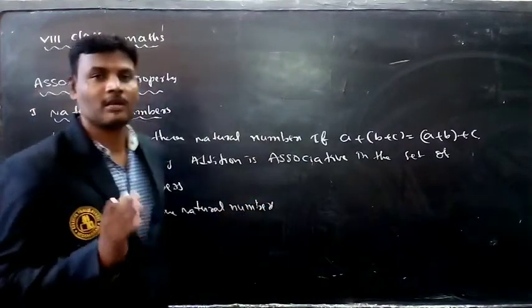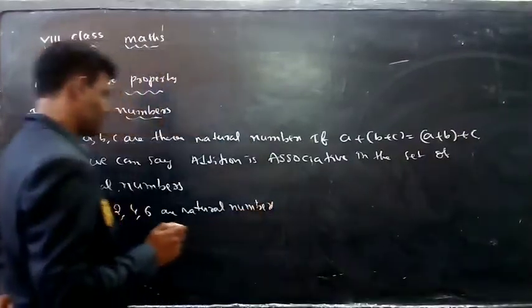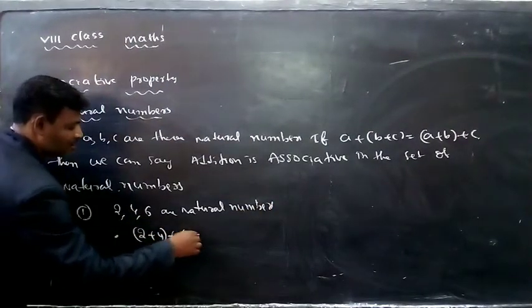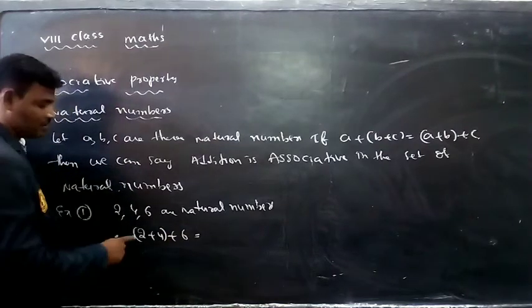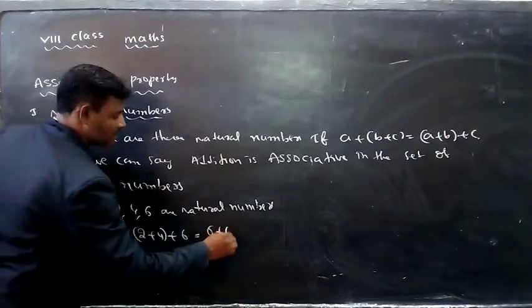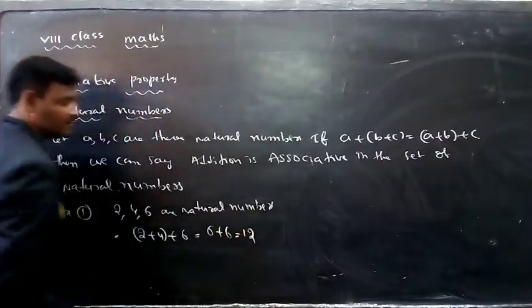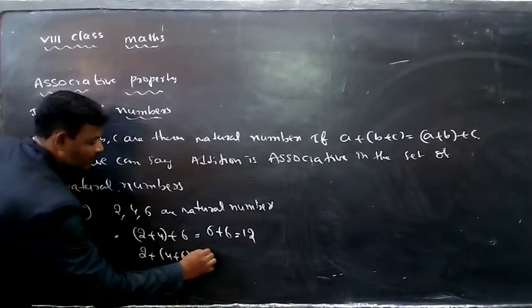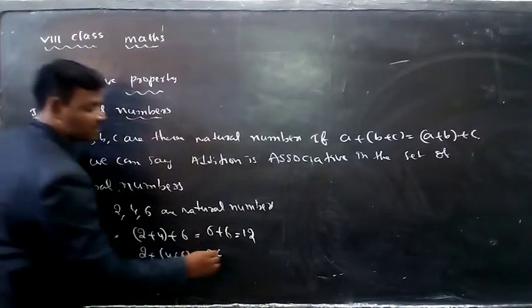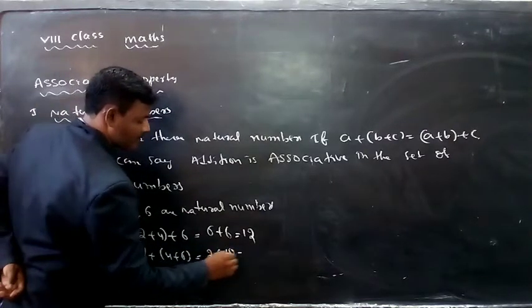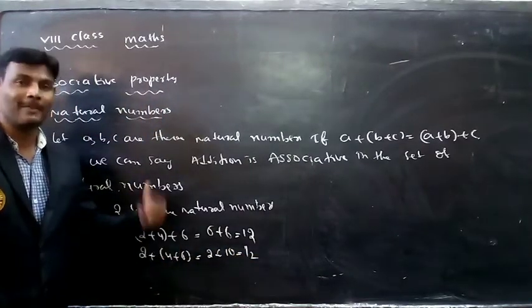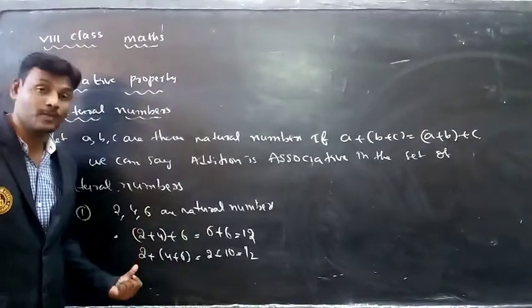2, 4, 6 are natural numbers. Then what do I need here? (2 plus 4) plus 6 is equal to. First remove the bracket. 2 plus 4 is 6, 6 plus 6 is equal to 12. Then, taking the bracket to 4 and 6, 2 plus (4 plus 6) is 2 plus 10, which is equal to 12. So the result of (2 plus 4) plus 6 is equal to 2 plus (4 plus 6).